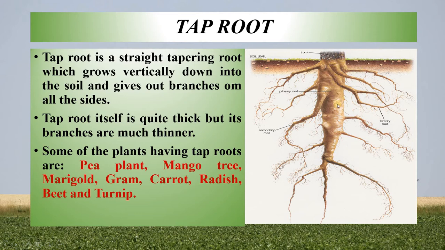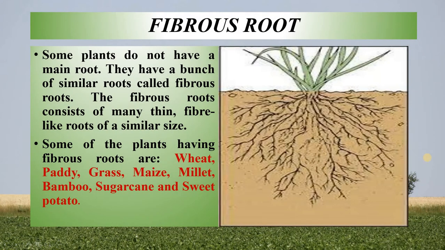The taproot itself is quite thick, but its branches are thinner. Examples of plants which have taproots are pea plant, mango tree, marigold, gram, carrot, radish, beet, turnip, etc.